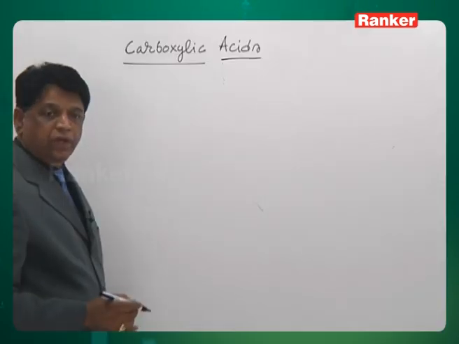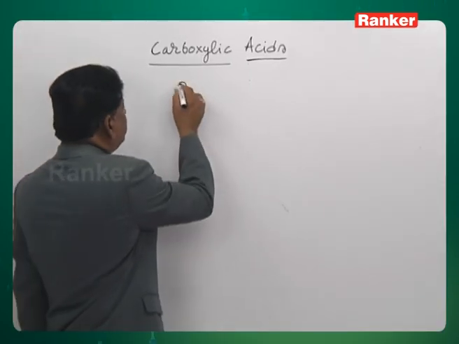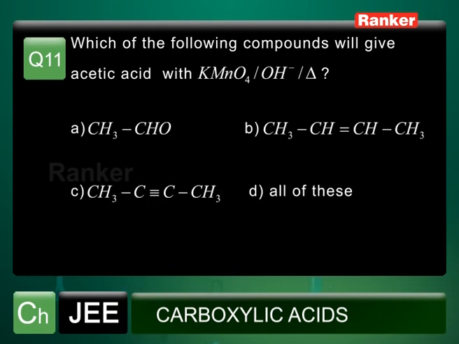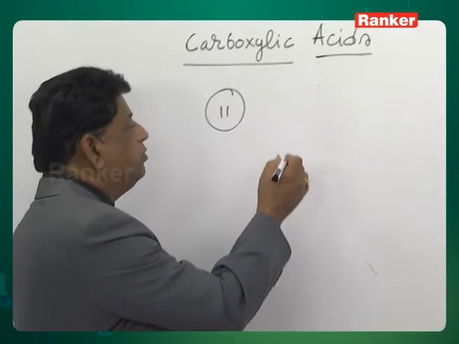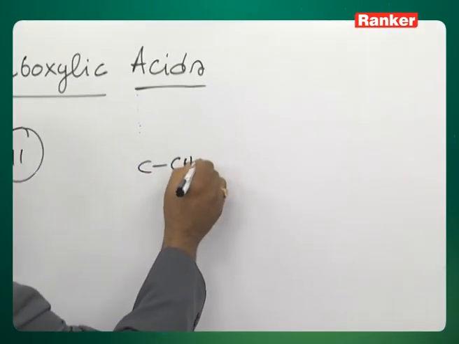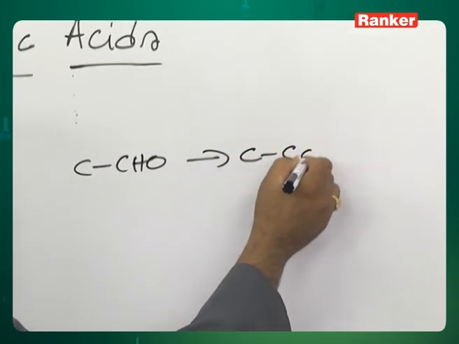Let's go to question number 11. Which of the following compounds will give acetic acid with permanganate in basic medium? So it is an oxidation reaction. Perhaps different compounds are given, and they are asked for the oxidation reaction. So you get acetaldehyde, and oxidation gives acetic acid.